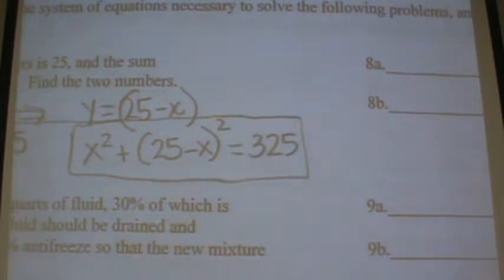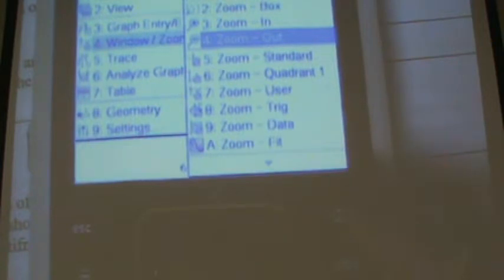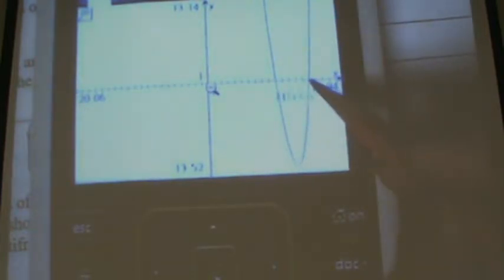Okay. All right, so that's exactly how you type it in, and then hit enter. Now, you kind of don't see anything, do you? So if you hit menu, zoom, out, and there's your two answers. What are you going to get? What are these two, where it hits the x-axis? This is 10, and that ends up being 15.